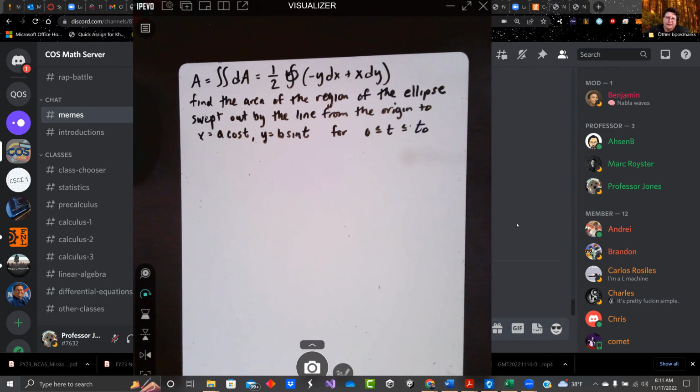Now, the area of the ellipse is well known. What is it, pi AB or something like that? I think it's pi AB. But we're not doing the full ellipse. We're doing up to t naught. So t is acting like theta. In fact, we could easily use theta here.